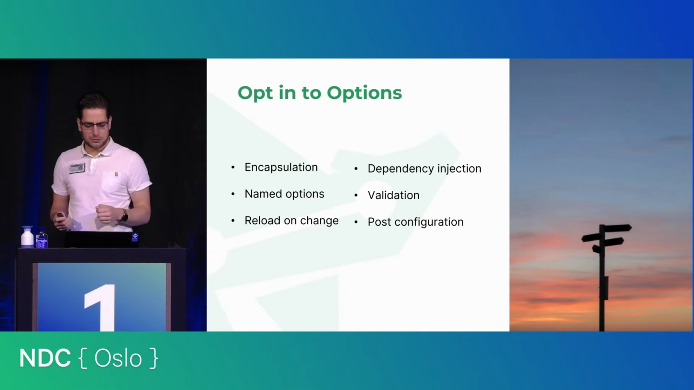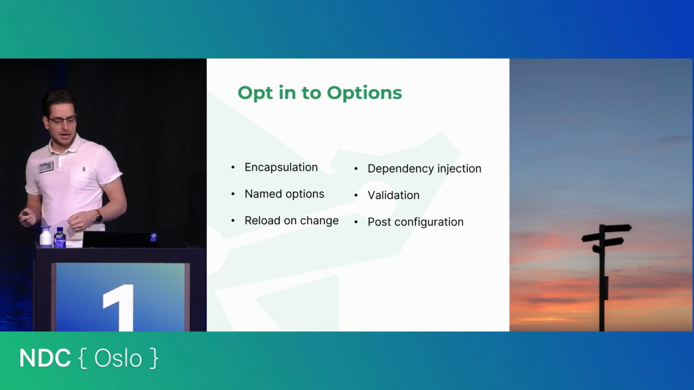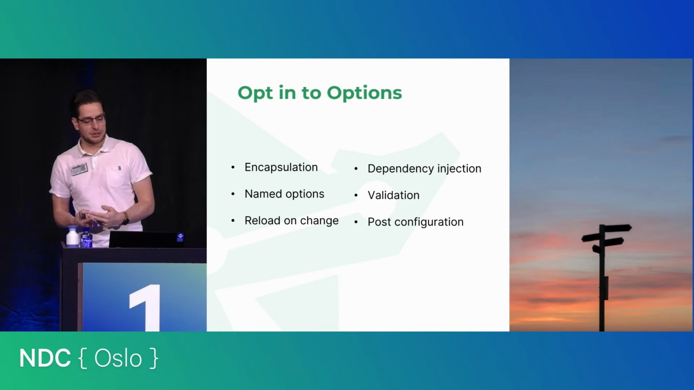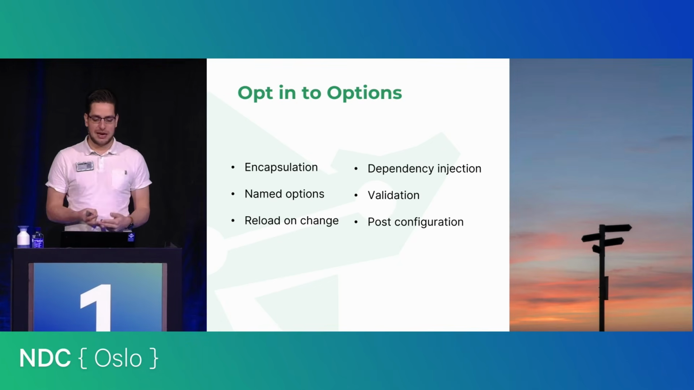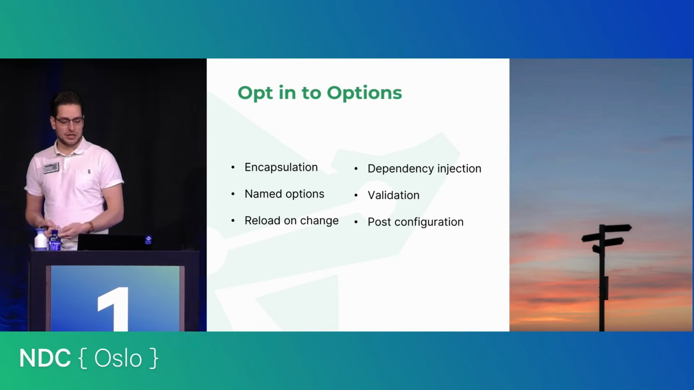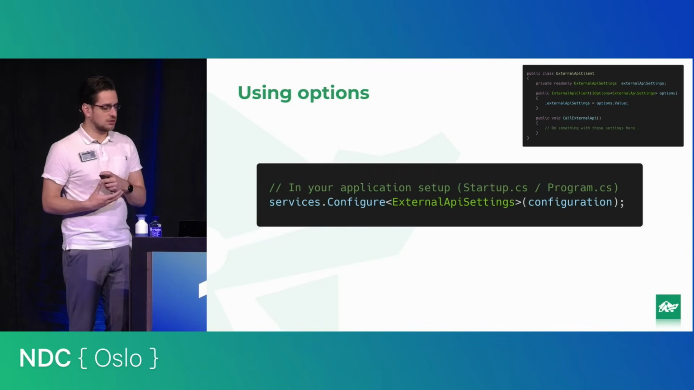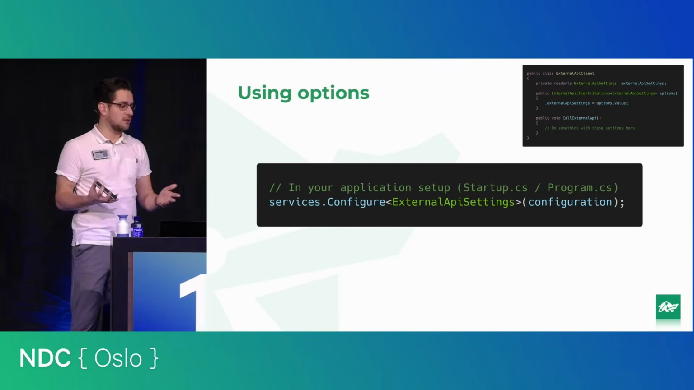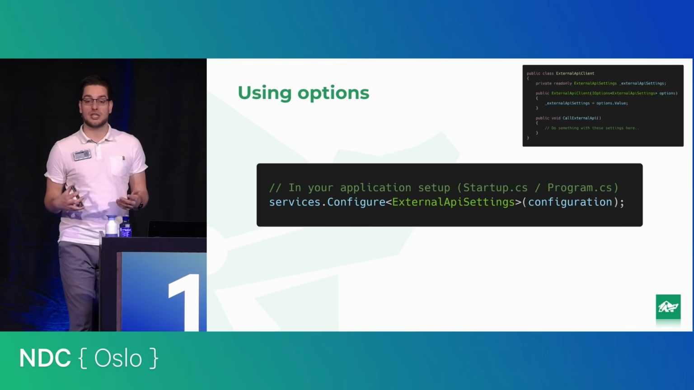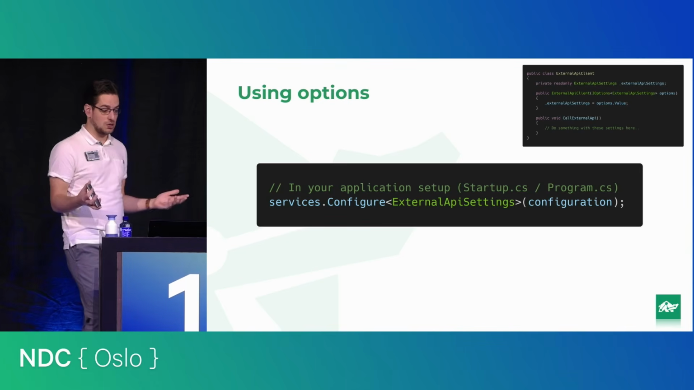So the options pattern has lots of different features. We're going to talk about a couple of them, right? So there's encapsulation, dependency injection, named options, validation, reload on change, post configuration, and just a whole lot more. So let's talk about options, and I'll explain why this is the preferred approach for using configuration in .NET in basically all cases.